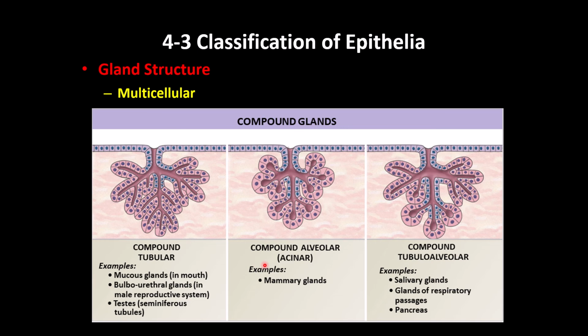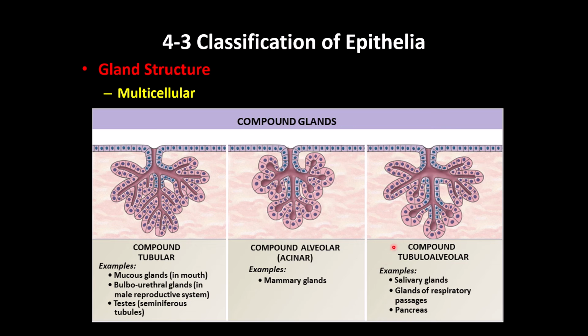The second one is called compound alveolar or acinar. You can see that this is spherical in shape, but this is branched alveolar. So one branched alveolar here, one branched alveolar here. They have their own ducts, and then they drain in a common duct. This one is called compound alveolar. You see it in the mammary gland, or the female breast glands.